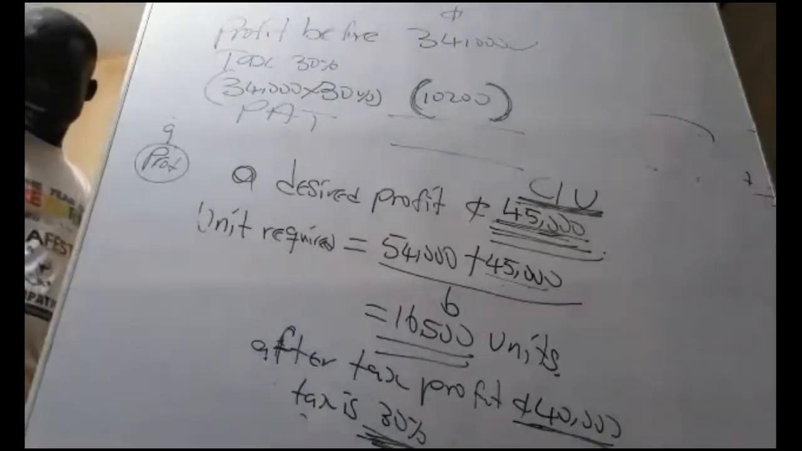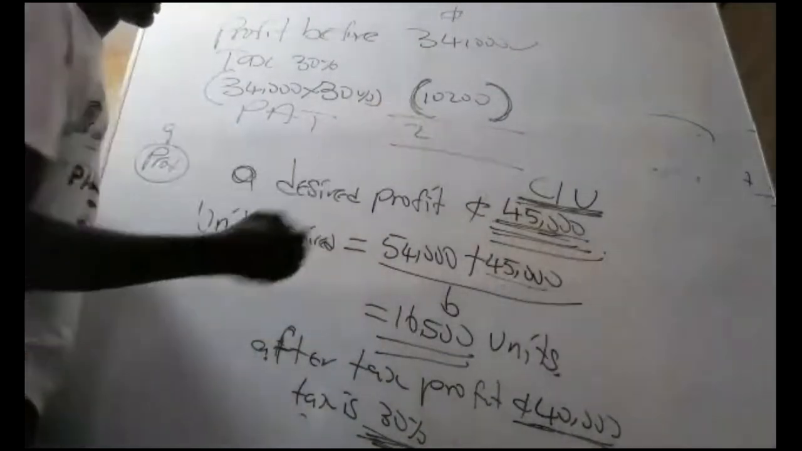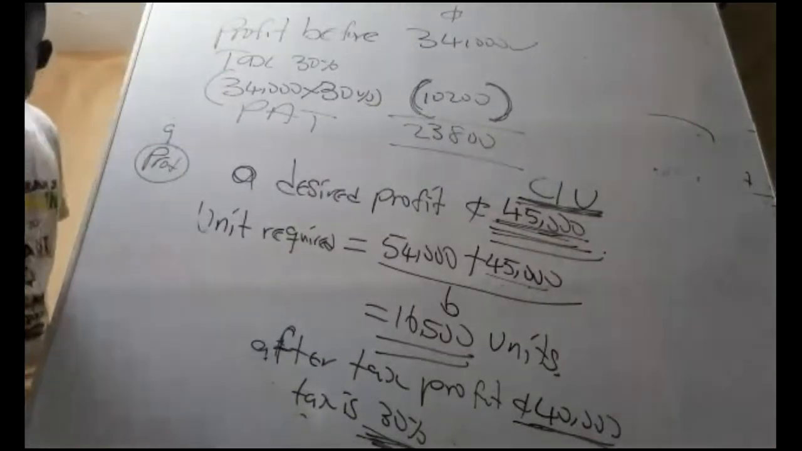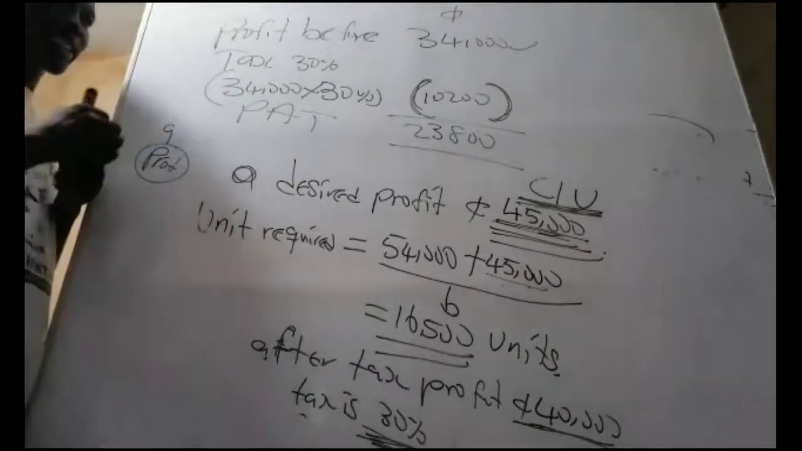Okay. Good. So the answer will be what? 23,800. Agreed. Good. That's the profit after tax. How do we get that? That's the profit after tax.